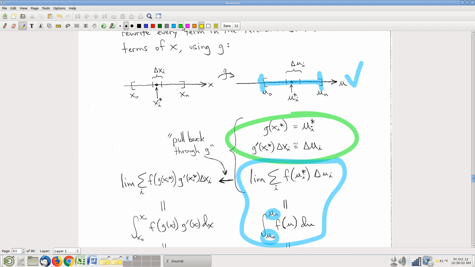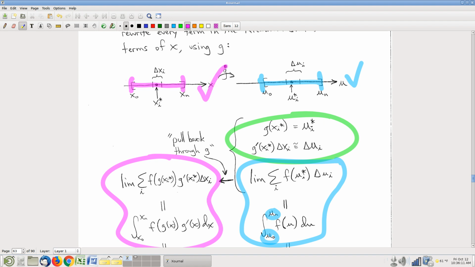Who cares? Well, because by moving some parentheses around, this expression is an integral on the x-axis. So making these observations about what the function g does in turning the purple interval into the blue interval allows us to rewrite an integral on the u-axis into an integral on the x-axis. Everything in that blue expression for the integral on the u-axis, rewrite in terms of x. Okay. All right.